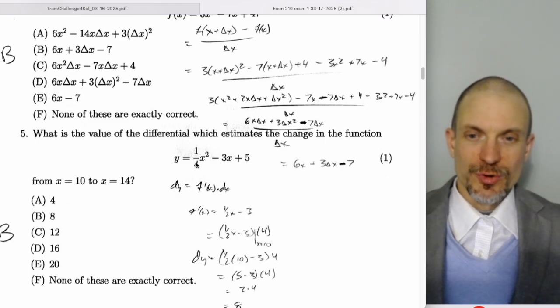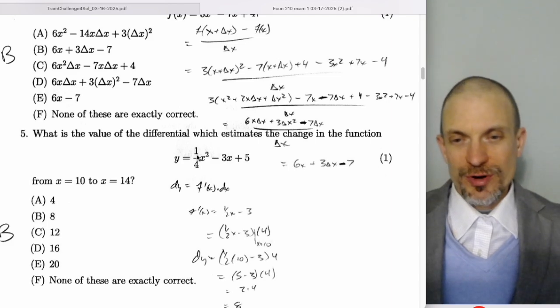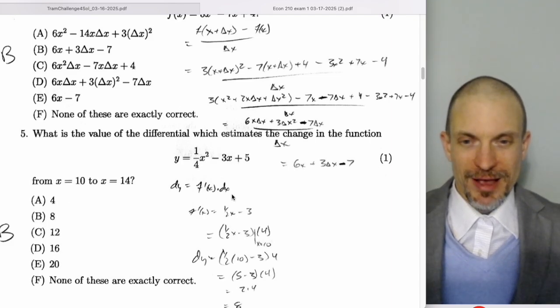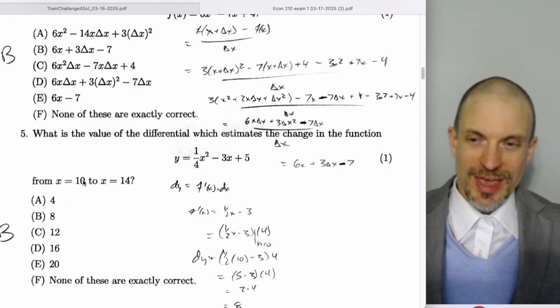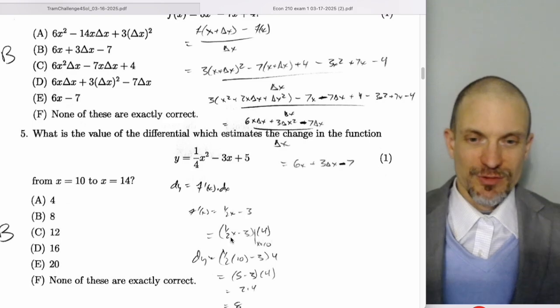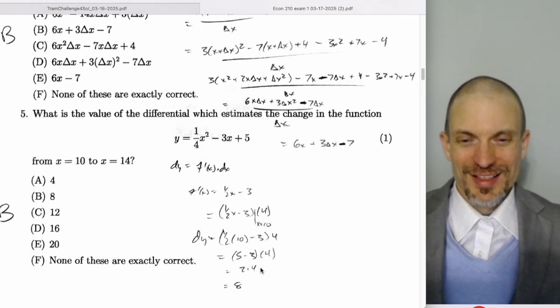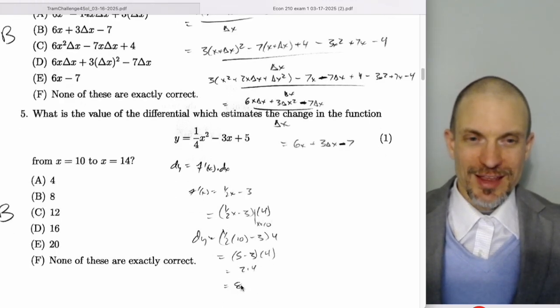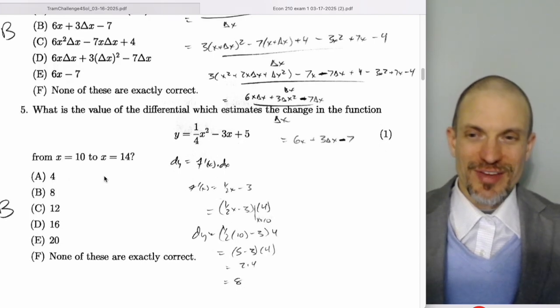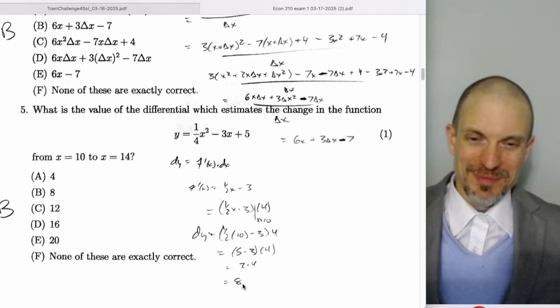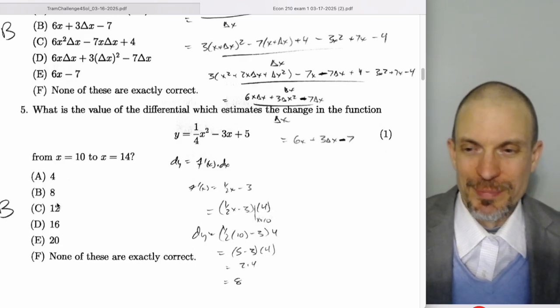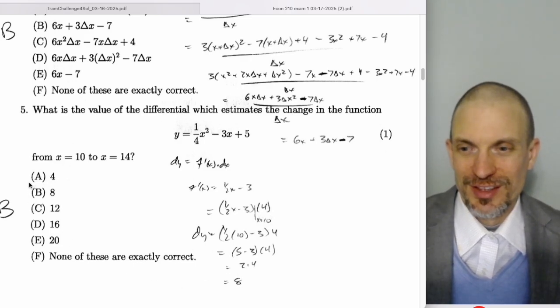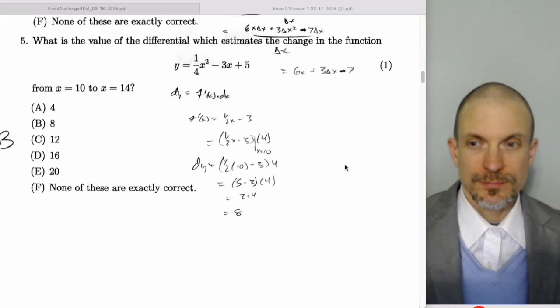All right, so what's the derivative of this? 2 times 1/4 is going to be 1/2 x minus 3. Okay, let's evaluate that at our starting point, our initial x, that's 10. So 1/2 times 10, 5 minus 3, okay, that's 2, times our small change in x. Oh, it's a big change in x. From 10 to 14 is 4. So that's going to give me 8. Sure enough, if you actually evaluated the function and then saw the change, it'd be a bigger change than 8. But anyway, the value of the differential was 8, B.